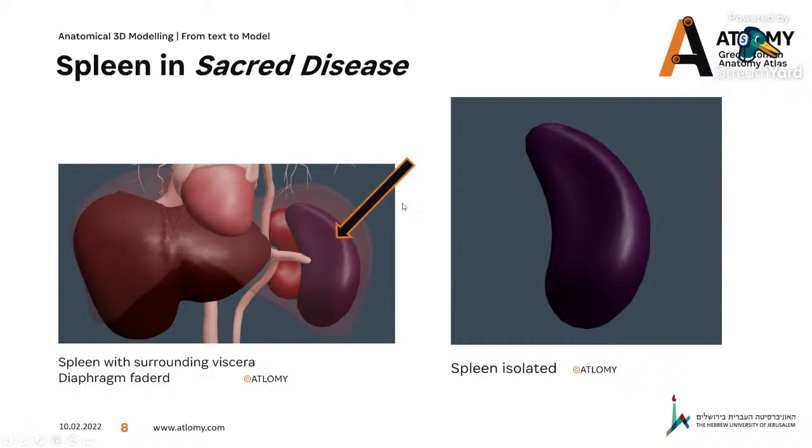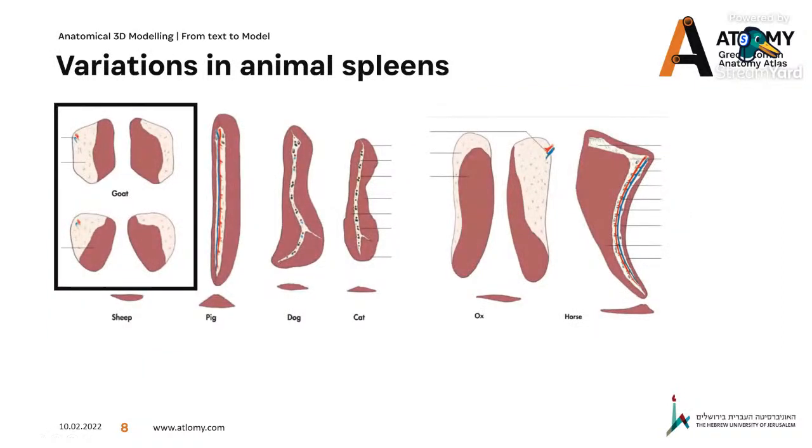Another case is actually the fact of the spleen. Okay, so we can see it here and isolated here on the other side. And this is how we decided to depict the spleen. This was not an obvious way. There are many spleens, and different animals have different shapes of the spleen.